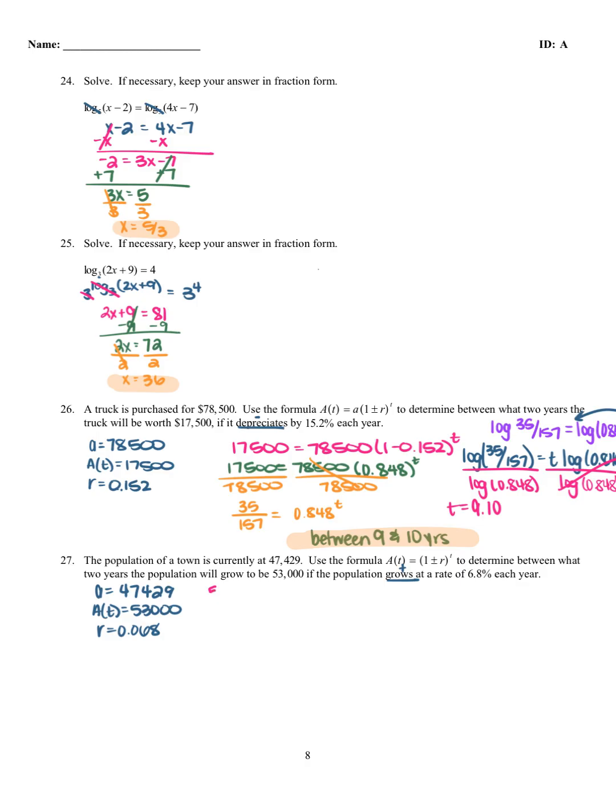So this will give us 53,000 is equal to 47,429 times 1 plus 0.068 to the power of t. We're going to add to get 53,000 is equal to 47,429 times 1.068 to the power of t. We divide each side by the 47,429.